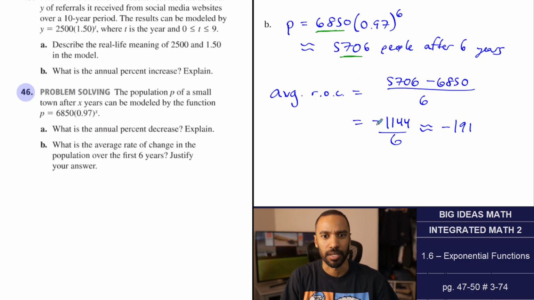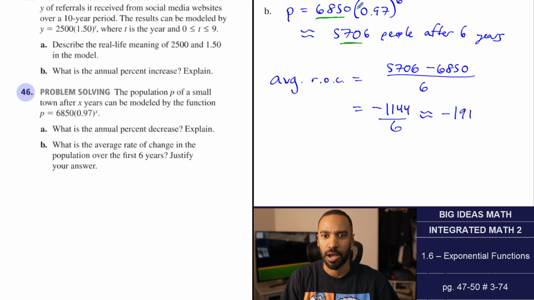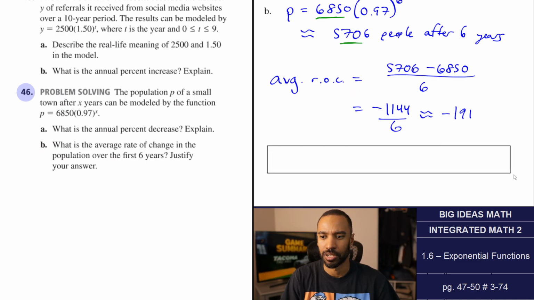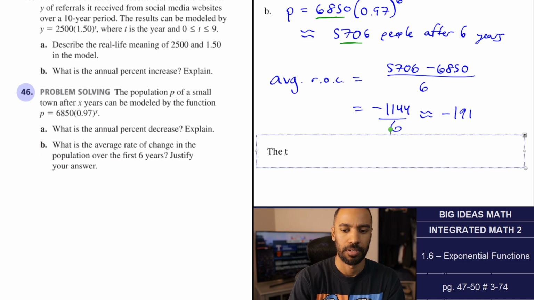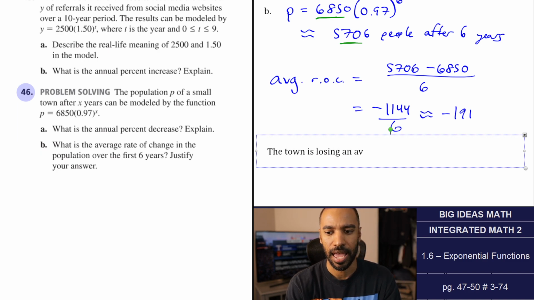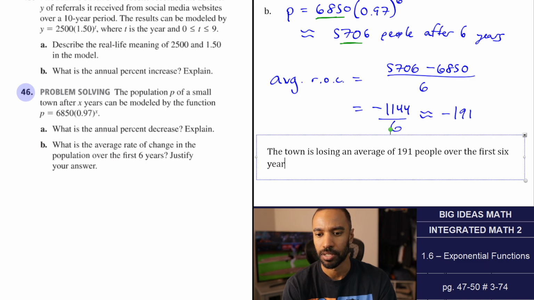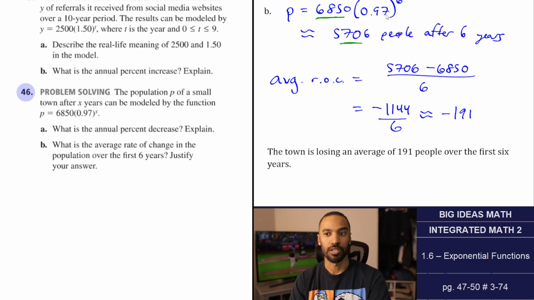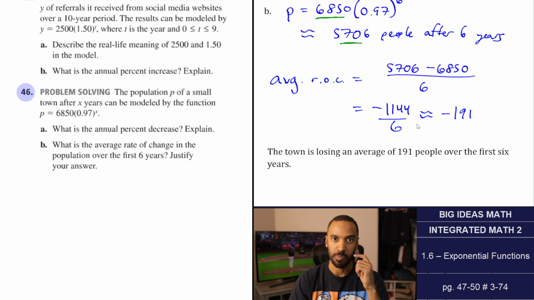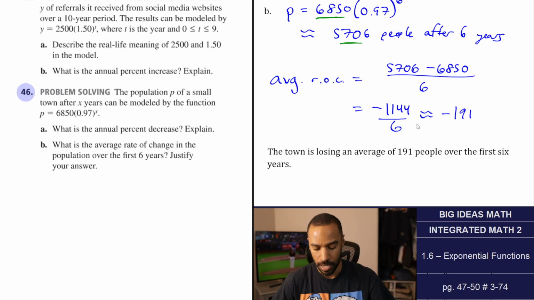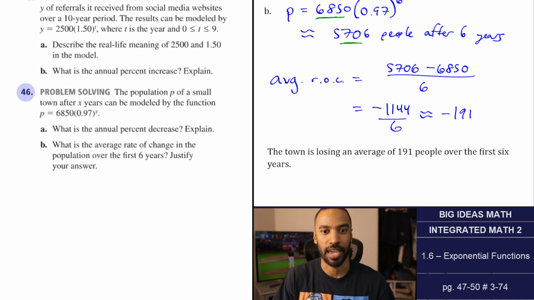So now I get to type something. What is the average rate of change in the population over the first 6 years? The town is losing an average of 191 people, or the population is decreasing by that many people over the first 6 years. Now that does not continue into future years because you lose less people each year. That's just the natural idea of decay. But that's just what happens over the first 6.